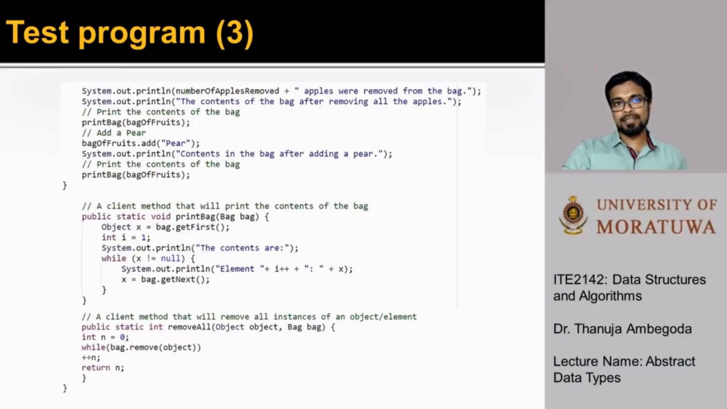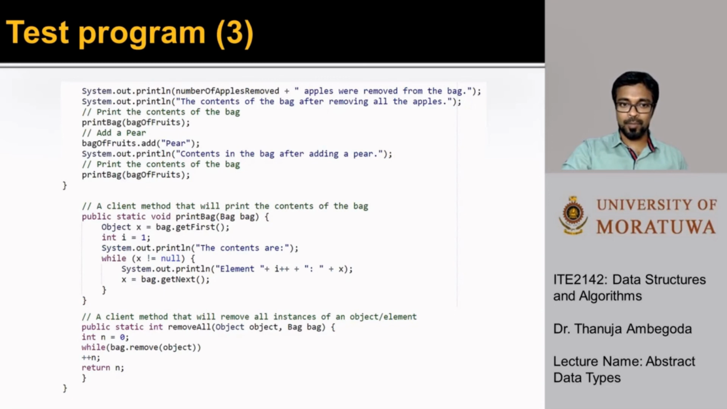So we simply use the remove method inside the remove all method. You could call it recursively. So basically what we do is we initialize this variable n equals 0, and then you remove the object from the bag and then increment n. This is inside a while loop. So when an object is successfully removed, this returns true, right? So the while loop is intact, it's still functioning.